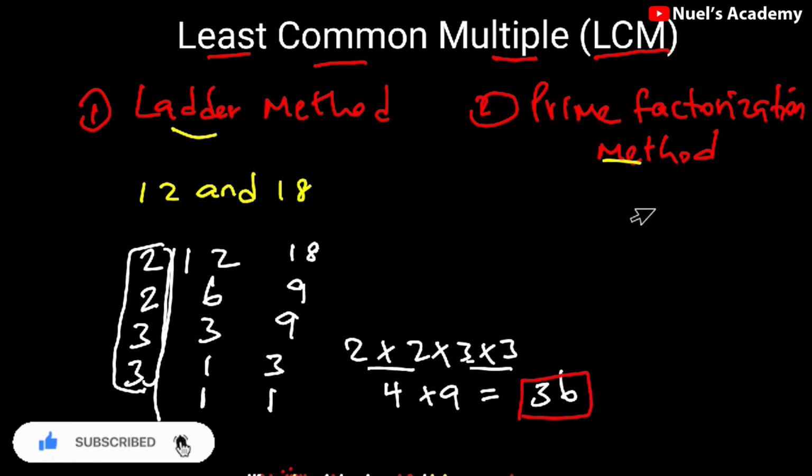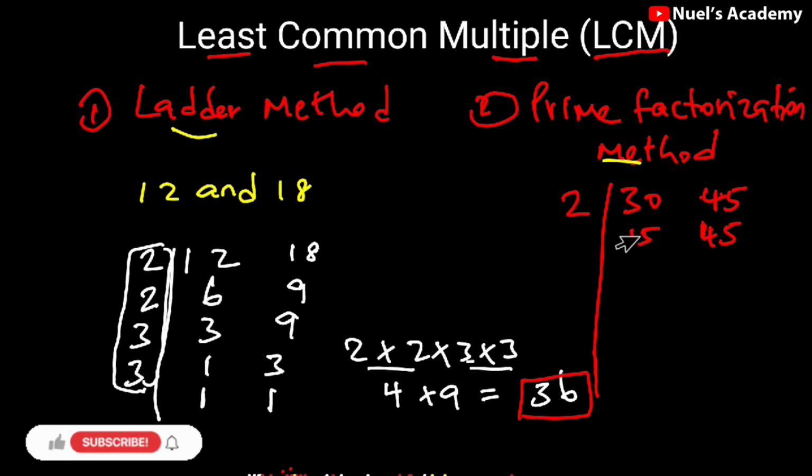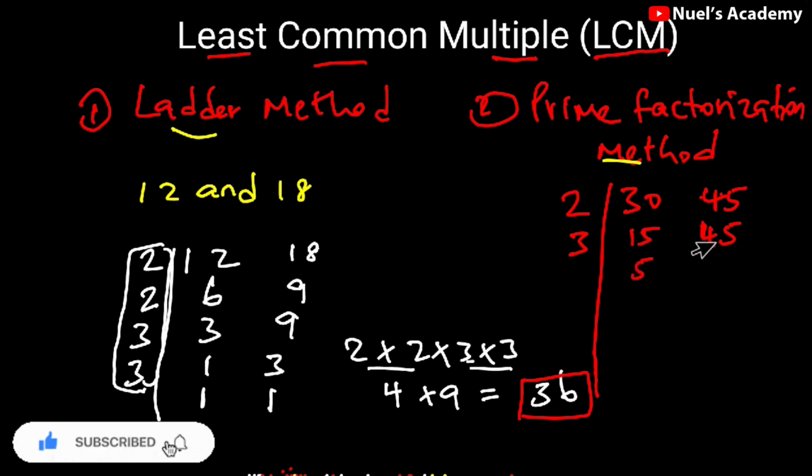Let's try another example. Find the LCM of 30 and 45. We start with 2. 30 divided by 2 is 15. 45 divided by 2 will leave a remainder, so we just write 45 here. Now we are done with 2 because none of 15 and 45 can be divided by 2 without a remainder. So let's start with 3. 15 divided by 3 is 5. 45 divided by 3 is 15. 3 can still divide this 15 without a remainder, so we divide by 3 again. 15 divided by 3 is 5.